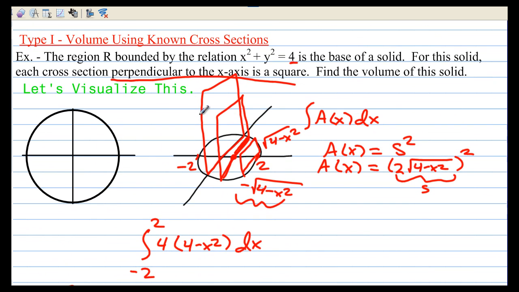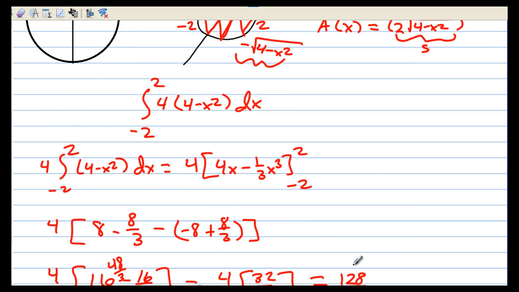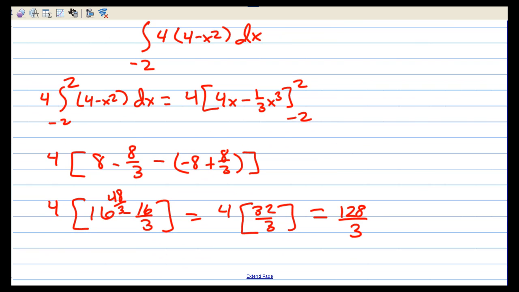Well, that's the volume of this entire solid. If the base is a circle and the cross-sections are squares, the volume of that object would be 128/3.